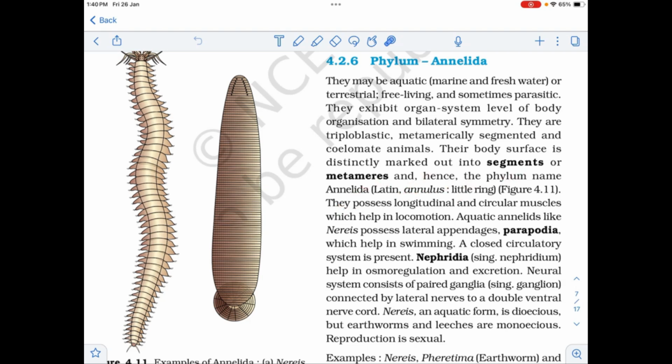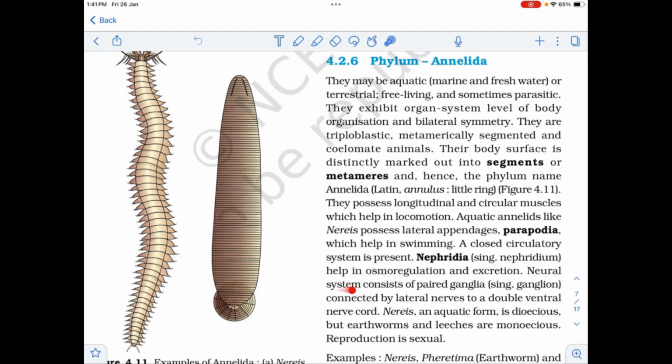They possess longitudinal and circular muscles which help in locomotion. Aquatic annelids like Nereis possess lateral appendages, parapodia. Maybe these are the parapodia, which help in swimming. A closed circulatory system is present in annelids. Nephridia, singular nephridium, help in osmoregulation and excretion.